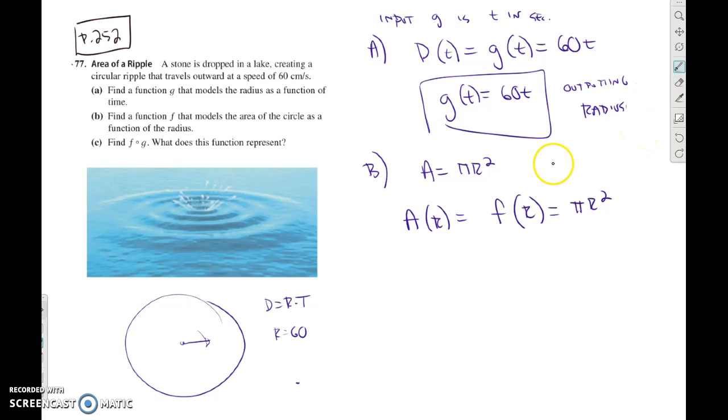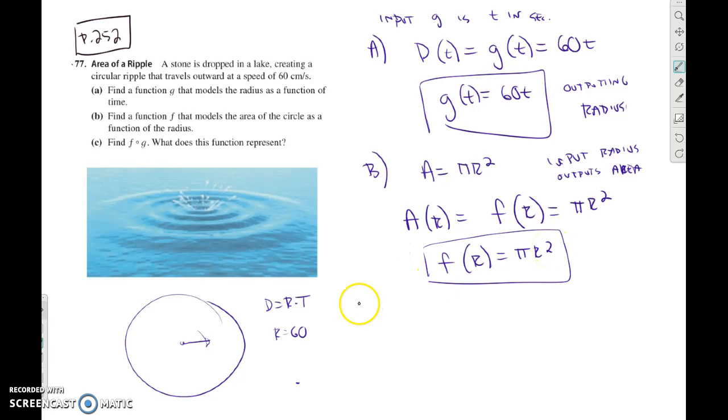This function is inputting radius, and it outputs the area. So that's this one, f of r equals pi r squared. Then the last piece says, find the composition f of g of whatever input. You can call it x, you can call it t, you can call it r. I'm going to call it t because I know it's t, because the first thing we're inputting into g is the time. So that is f of g of t.